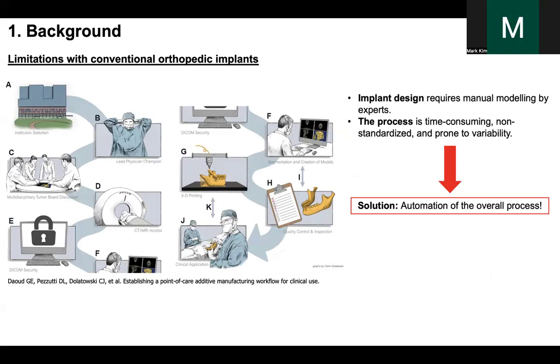Currently, there are two main limitations with conventional orthopedic implants. The first one is that implant design requires manual modeling by experts. And the second one is that the process is time-consuming, non-standardized, and prone to variability. So to deal with these issues, I suggest a solution, which is automation of the overall process.